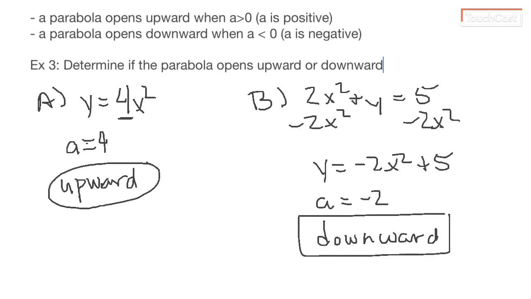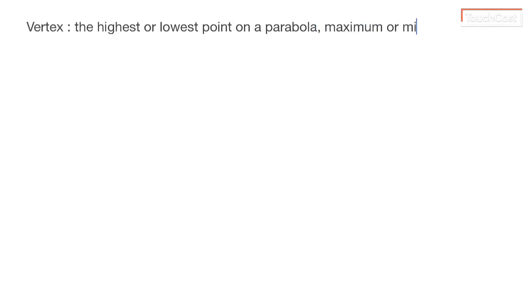Another way to think about it is if something's opening upward, it's U-shaped. If it opens downward, it's an upside down U. You could consider it kind of like an N or a mountain. Now we've got another new word, and that's a vertex. The vertex of a parabola is the highest or lowest point on a parabola. You can also think of it as the maximum or minimum.